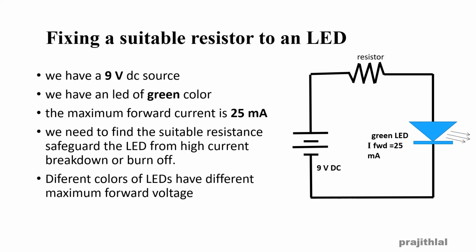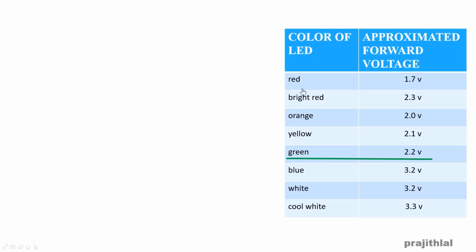Different colors of LEDs have different maximum voltage. To get different colors, we are using different combinations of semiconductors inside these LEDs. So each color of LED has a particular and unique forward voltage. Say red has 1.7 volt, yellow has 2.1 volt, green has 2.2 volt. In the above figure, we were using a green LED, so the maximum forward voltage is 2.2 volt.